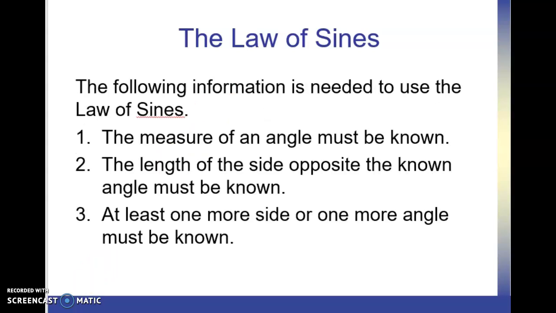You must have the following three pieces of information to use the law of sines. 1. The measure of an angle must be known. 2. The length of the side opposite the known angle measurement must be known. And lastly, at least one more side or one more angle must be known.